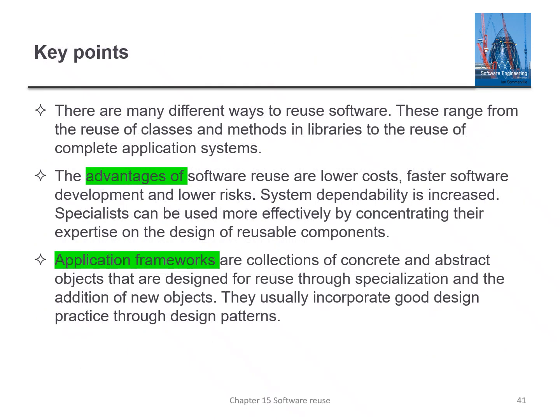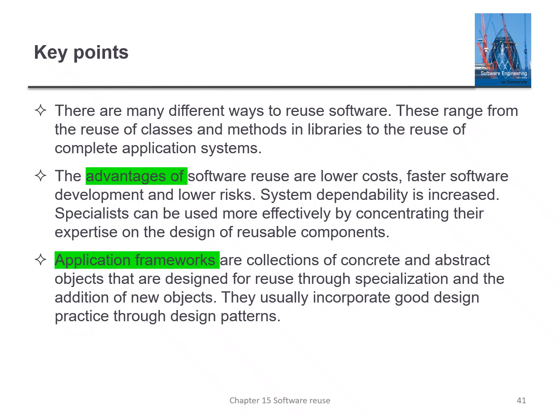So what we have covered so far is that there are many ways to reuse software, right? From lower level to higher level, from classes and methods to complete systems. The good thing about reuse is that it lowers the cost because some parts of the system can be recycled or reused, giving faster system development and lower risk. Also system dependability is increased because you are using existing software, and these components also depend on other systems. And specialists can be more effective by concentrating their expertise on the design of the reusable components. So these are some of the advantages.